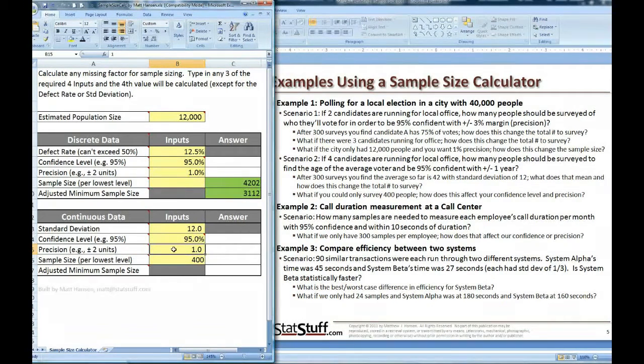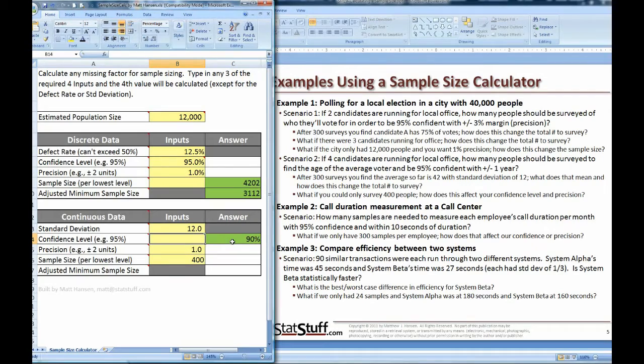And now we can solve for precision. So I would delete this value here, and if I only collected 400 surveys, my precision, instead of being within 1 year, now it's only going to be 1.2 years. Or if I wanted to solve for the confidence level, if I want to keep this at 1, I can delete that, and it would tell me, well, with 400 surveys, again at 1 year as my precision, I'm really only going to be 90% confident.